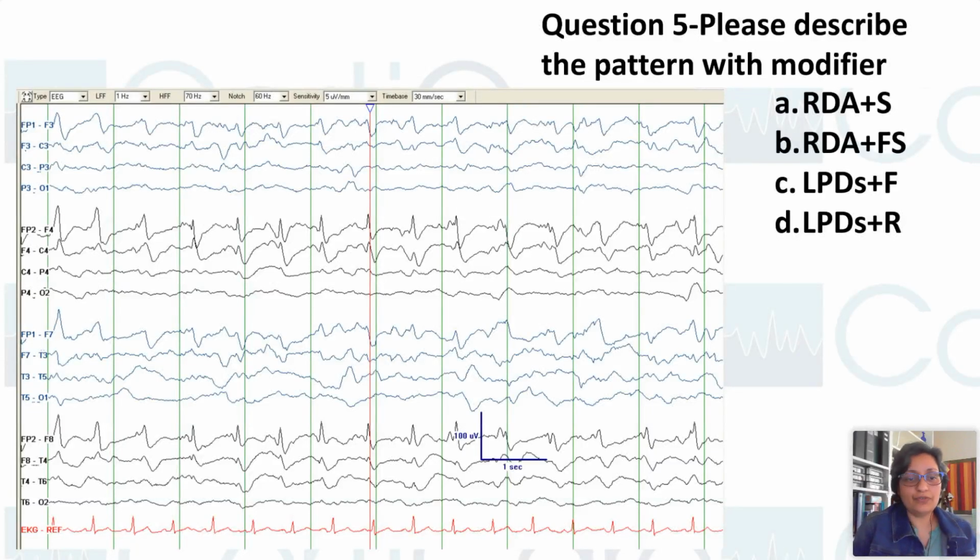LPDs plus F. Now, if you see the frequencies which are next to your periodic discharges, they are not faster rhythms. We are still in the delta theta range. We are not going into those brief moments of faster frequencies. We are still staying in the delta theta range.